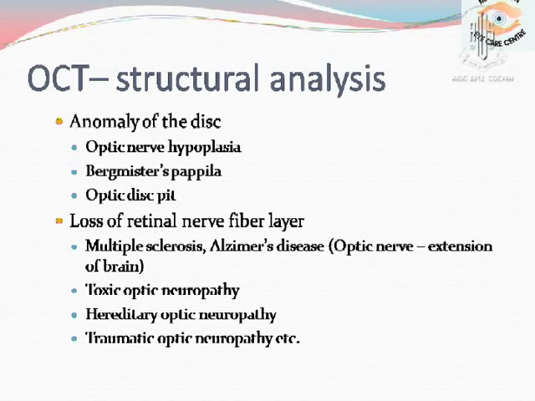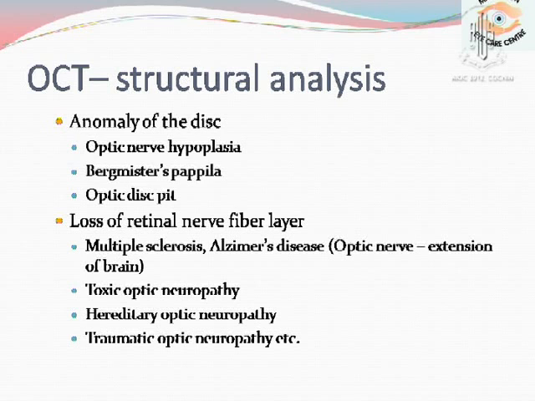Anomalies of disc which have been easily seen are optic nerve hypoplasia, Bergmeister's papilla, optic disc pits. Loss of nerve fiber layer is seen sometimes in systemic disorders like Alzheimer's and multiple sclerosis. In all these cases, the optic nerve is considered as an extension of the brain. So whatever is happening in the brain can be seen in the optic nerve also. It is also seen in local causes of neuropathies.